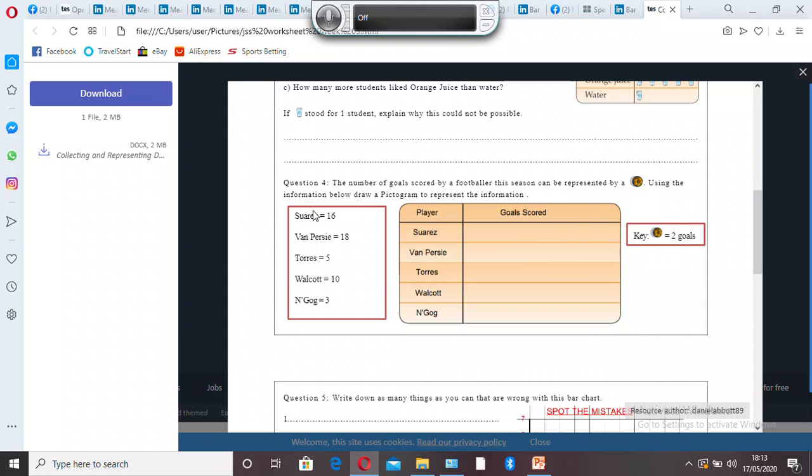Now you have to use your discretion. At least consider the example we have had. The previous question you just answered should put you through here. Suarez has 16 goals. So if you are going to represent Suarez's goals, what are you going to do? You should have 8 balls here, knowing fully well that each football picture is representing 2 goals. Just follow that same procedure to fill up the rest of the place. Okay, let's proceed to the next question.